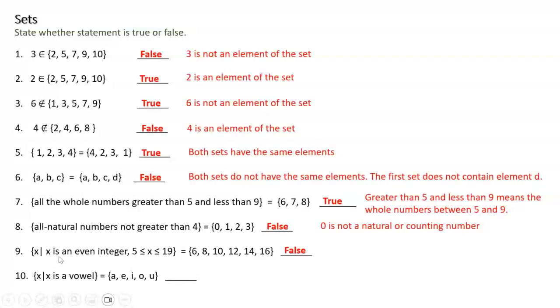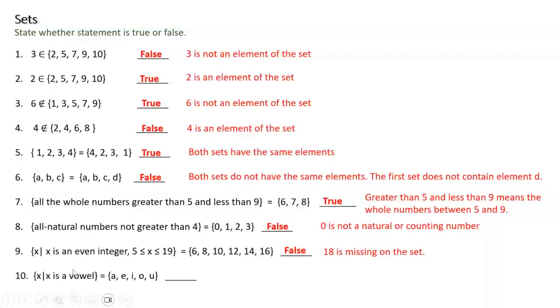Number 9. Let me go back real quick. Number 9 says, the set containing the elements of x such that x is an even integer between 5 and 19. If you notice, this means x is more than or equal to 5 and x is less than or equal to 19. So it has to be an even integer, right? So we have 6, 8, 10, 12, 14, 16. We're missing the 18. So this has to be false because 18 is not there.